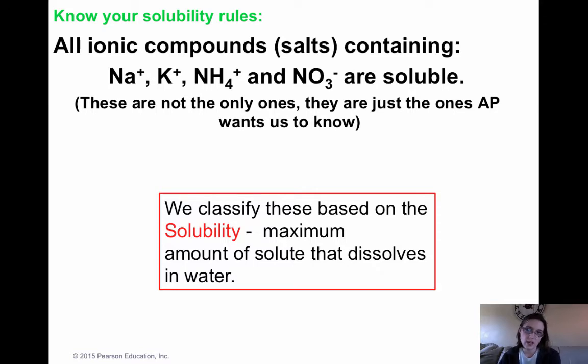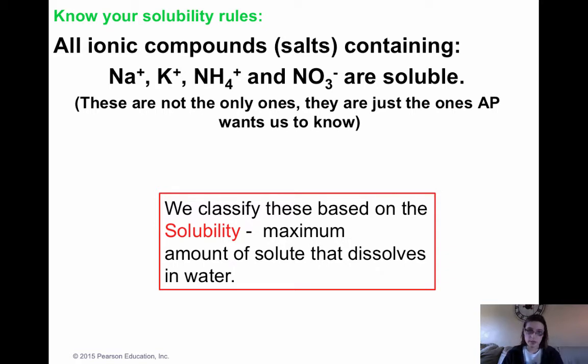All ionic compounds, or all salts, that contain potassium, nitrate, ammonium, and sodium are soluble. These aren't the only ones, but they are the only ones that AP requires you to know. So what AP says is if it's not potassium, nitrate, ammonium, or sodium, you assume that it's insoluble. The reason you need to know these is because these ionic compounds are strong electrolytes and they dissociate into their ions. So there's no equilibrium that exists with strong electrolytes.